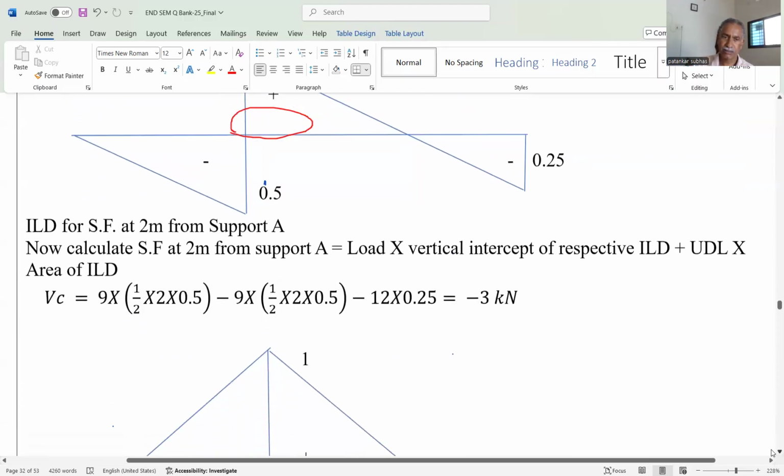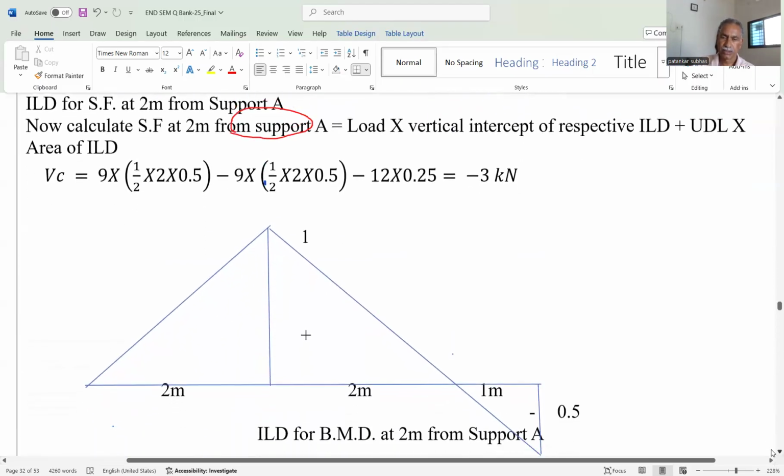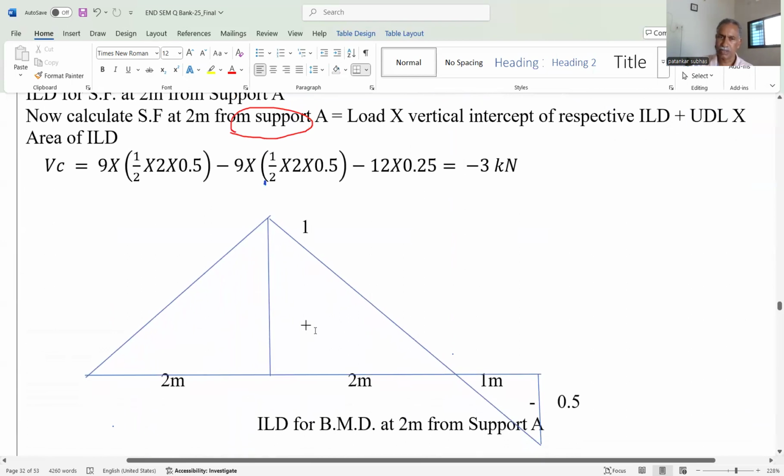Okay. Similarly, we can draw the ILD for the bending moment. Repeat the same procedure. We have taken the bending moment at 2 meter from the support A. That's why A is equal to 2, B is equal to 2, and the total span is 4 meter.